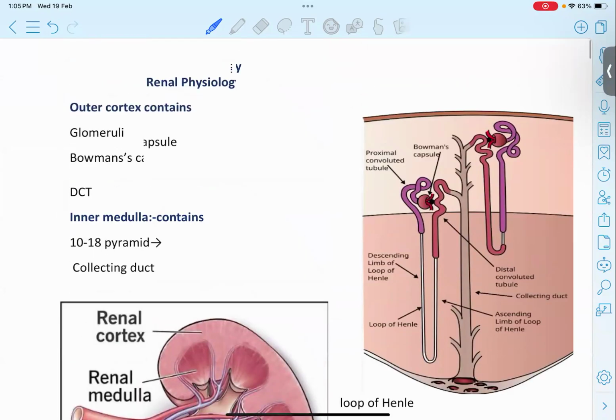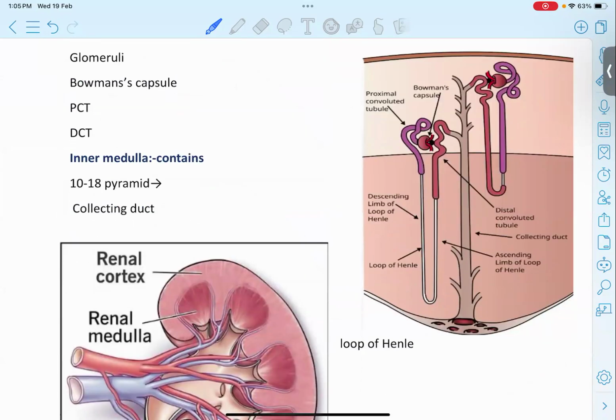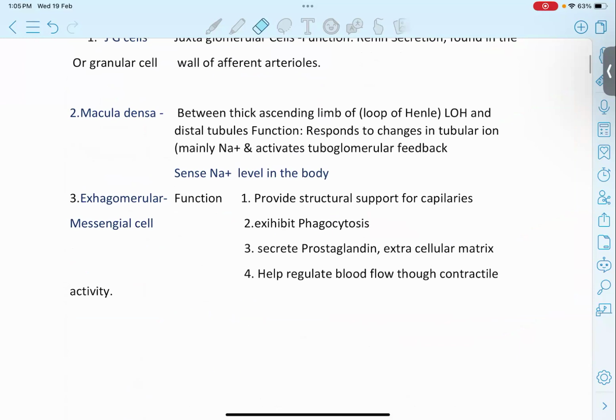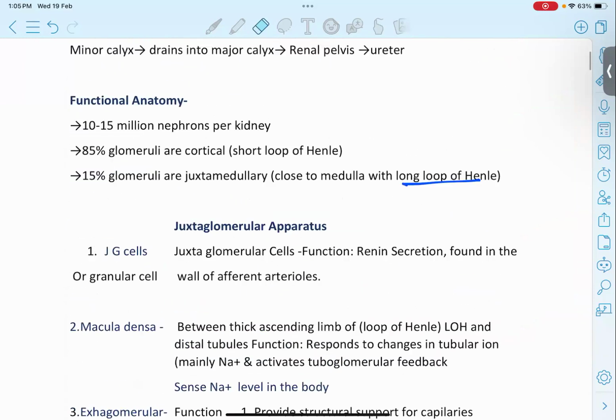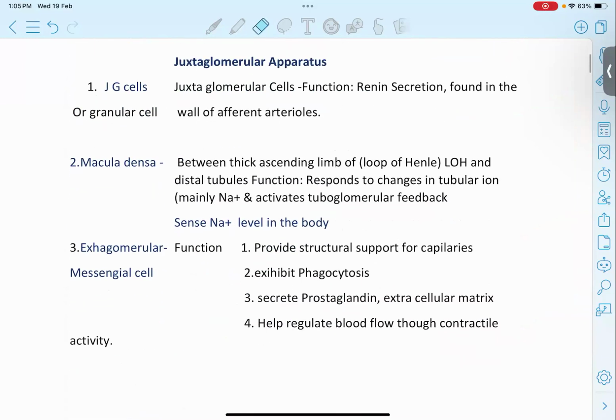I just showed you this picture. If the loop of Henle is very short, then this nephron will be cortical. But if they have a long loop of Henle, that means they are deep into the medulla. Next, we will move into a very important recall topic, that is called the juxtaglomerular apparatus.